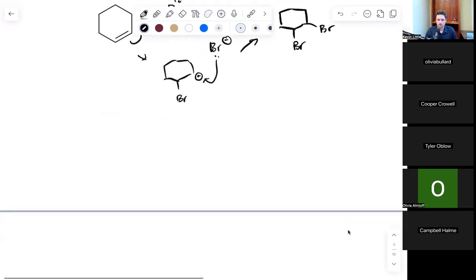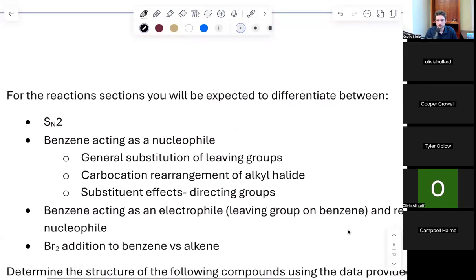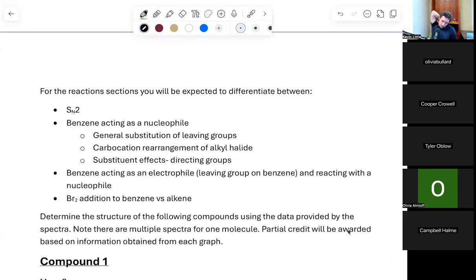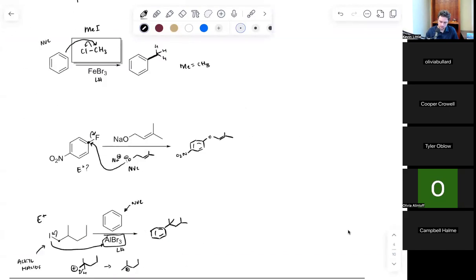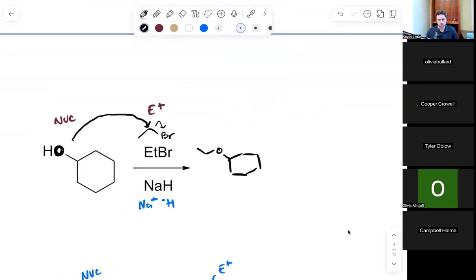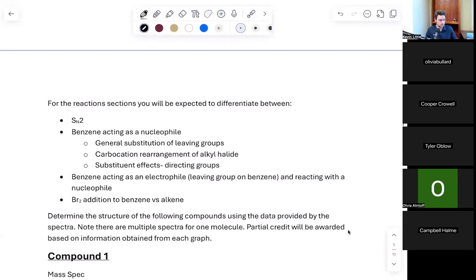So I put a little summary here. I'm going to randomly interchange these kinds of reactions. I'll throw in some SN2s, which is this guy. This is just an SN2. Just throwing in some random substitutions to keep you on your toes. I want you to recognize benzene acting as a nucleophile.